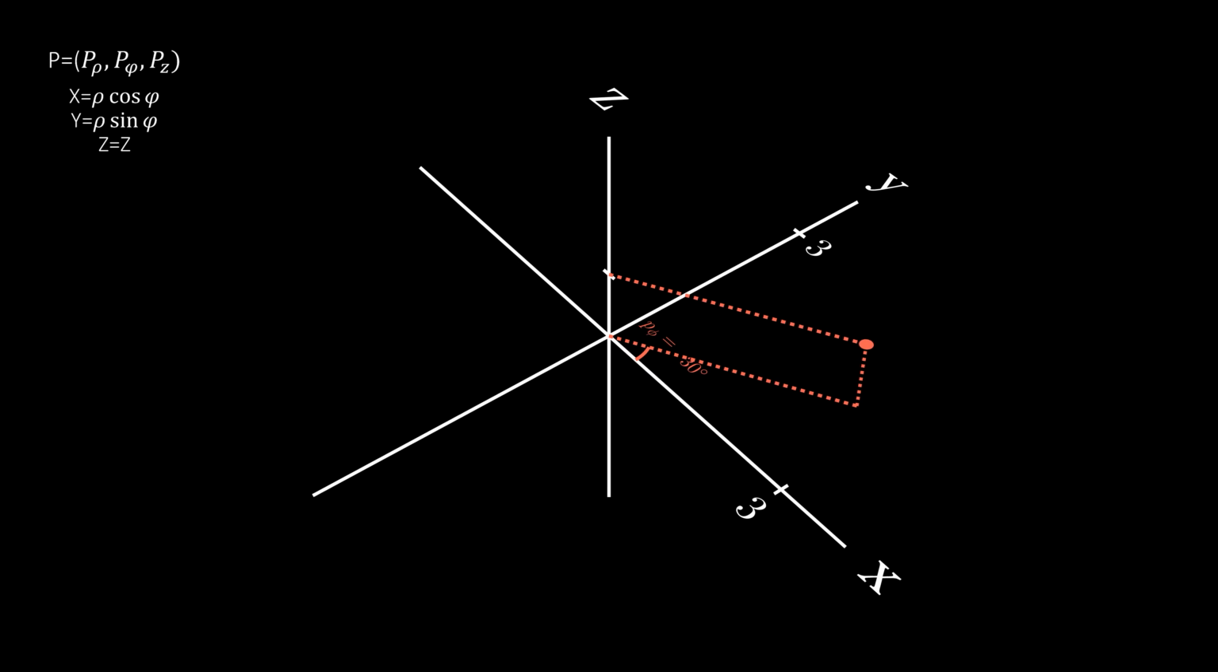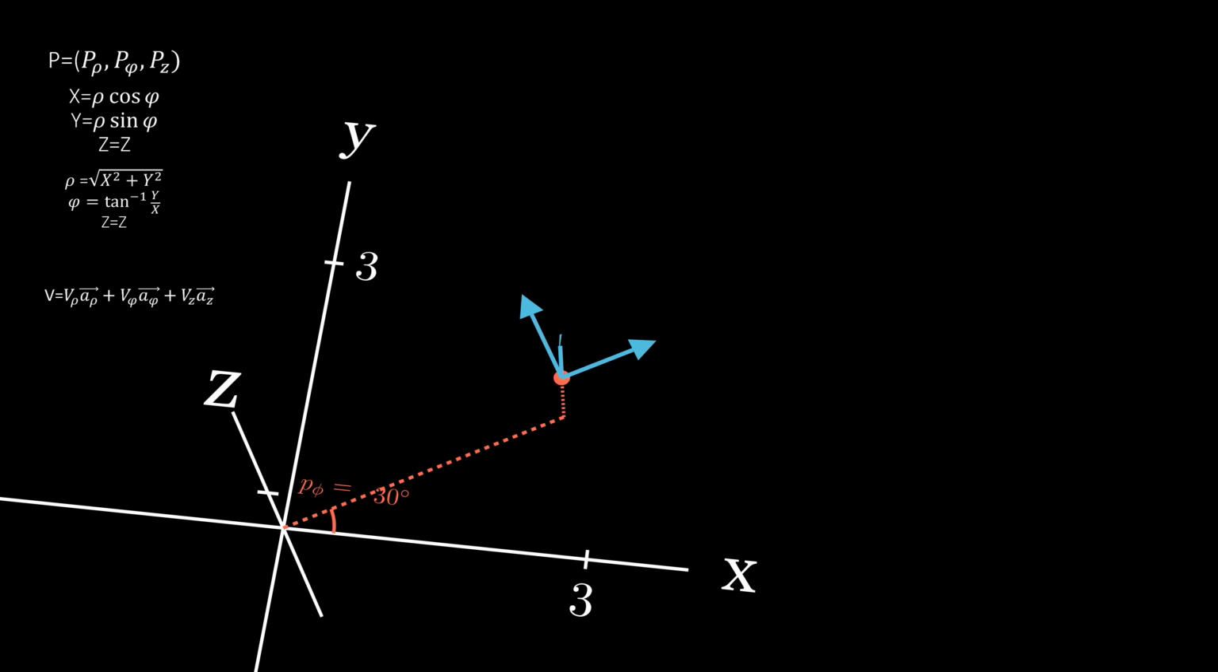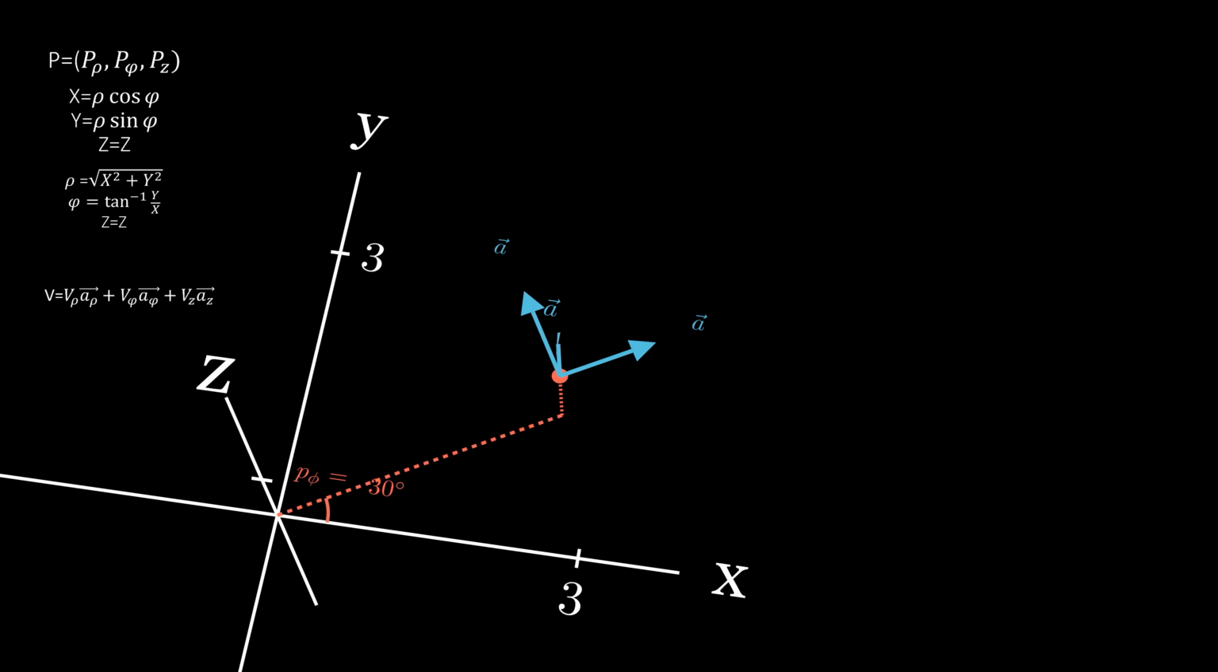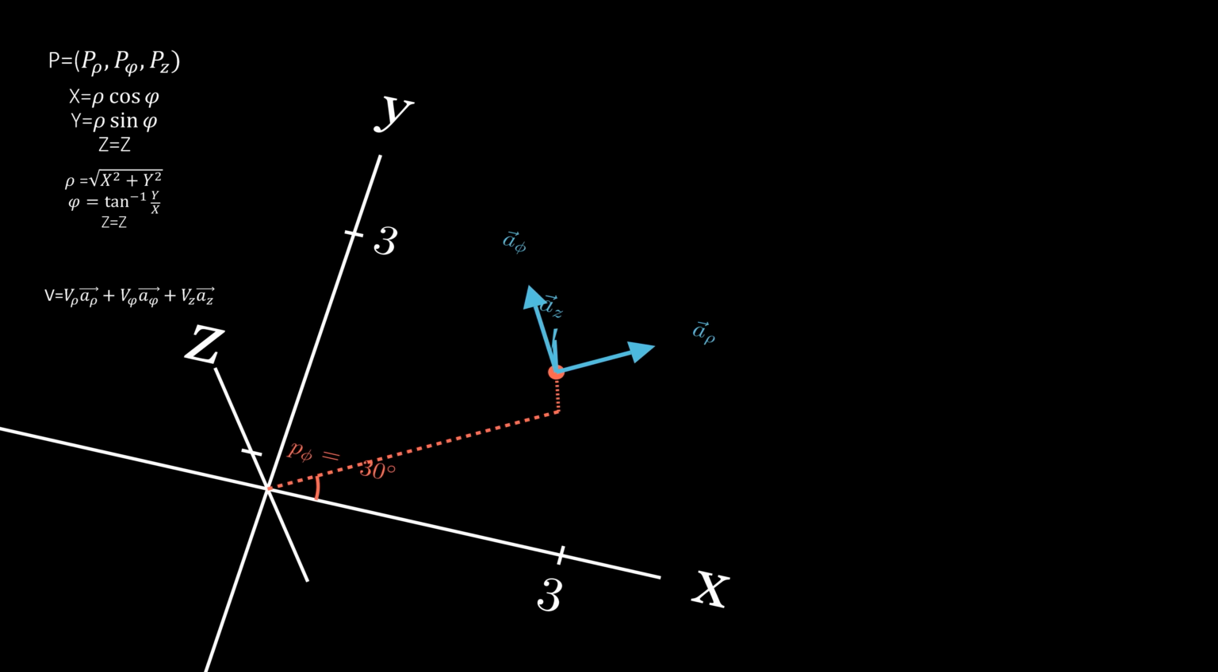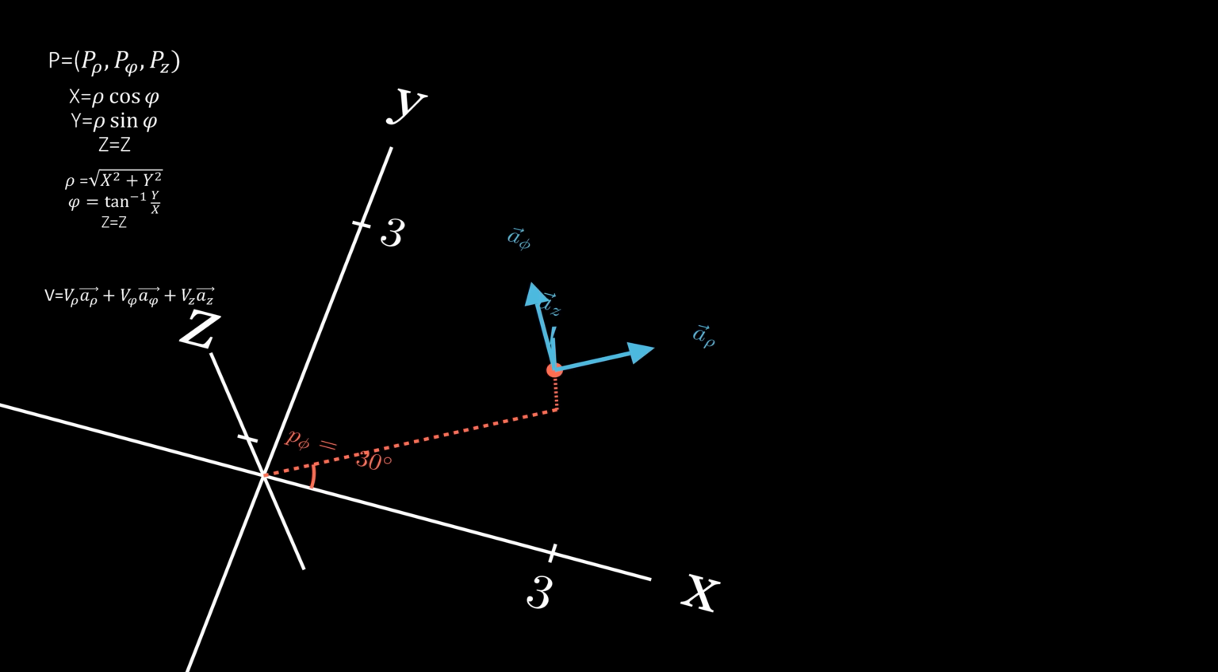Now for a vector in cylindrical system, a vector v placed at point P, the vector also has three components, rho, phi, z. To make it easier, we're going to call the components of the vector v rho, v phi, v z, and the components of the point b rho, b phi, b z.